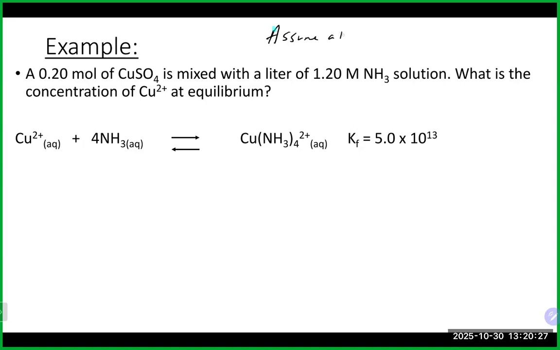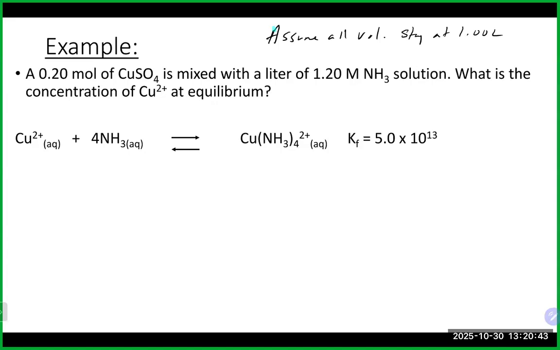Now, just for this example, and we don't do it for all examples, just to kind of keep everybody's numbers not too crazy-ish, we're going to assume that all volumes stay at 1 liter. And again, that's not always the case. Obviously, you will have to take into account the volume as well. But just for this example, we're going to assume that.